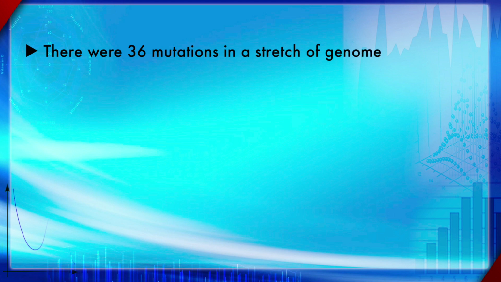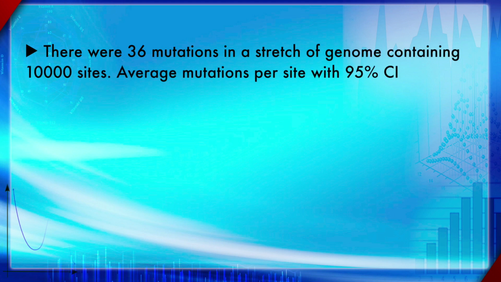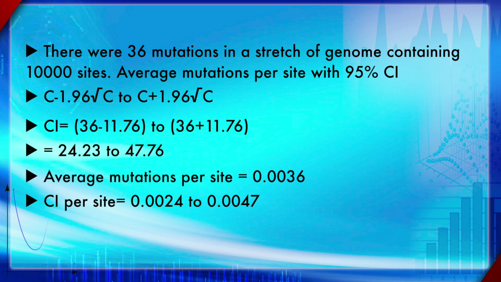Let us see yet another example here. In this case, there were 36 mutations in a stretch of genome containing 10,000 sites. You have to calculate the average mutations per site with the 95% CI. Of course, the average calculation is very simple, that is 36 out of 10,000. It is just 36 divided by 10,000.